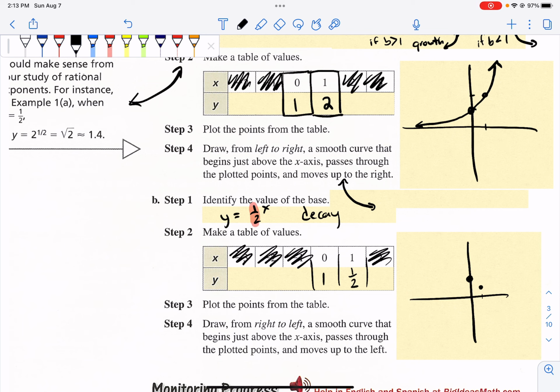Now I can graph it. As I go to the right, I want to get close to 0, but not cross 0. As I go to the left, I want to get steep really fast. That's all I'm looking for. That is enough detail that I'll give you full points on that graph right there, okay?